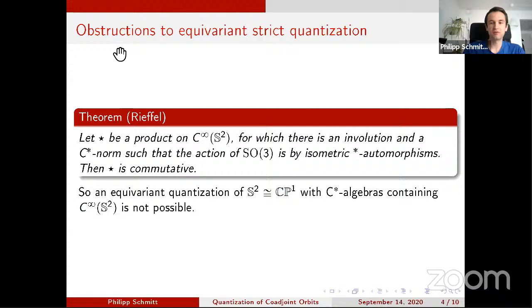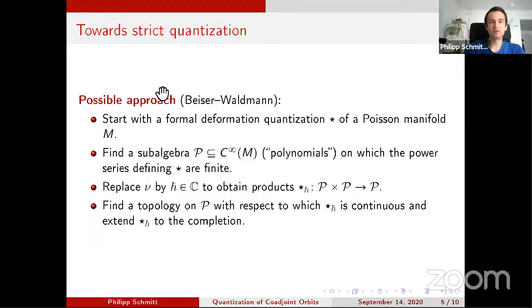Okay, and here is an essential approach that was proposed by Bieliavsky and Waldmann and carried out in many examples by some collaborators of theirs. The idea is essentially we take all the information of a formal deformation quantization into account. And as we've seen on the last slide, it is relatively easy to find such formal deformation quantizations, or at least their existence is well understood. So we start with such a formal deformation quantization, and then we ask whether we can find some subalgebra of functions for which the formal power series are not infinite series, but just finite sums. Meaning, if you take two elements P and Q of such an algebra, we just want P star Q to be a finite sum.